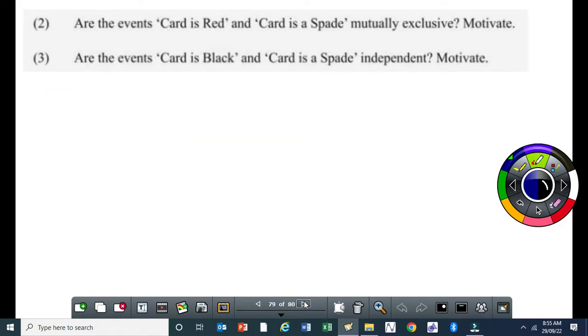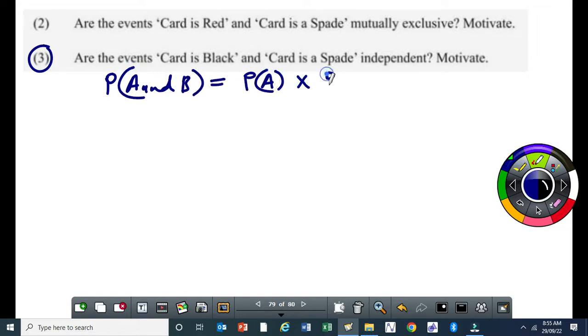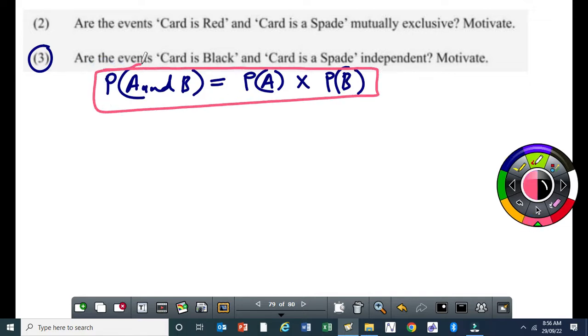Right. Then, number 3, are the events card is black and card is spade independent? Right. First, just to remind you, if 2 events are independent, the probability of A and B will be equal to the probability of A times the probability of B. If 2 events are independent, that's the formula. This one here is the formula for 2 independent events.